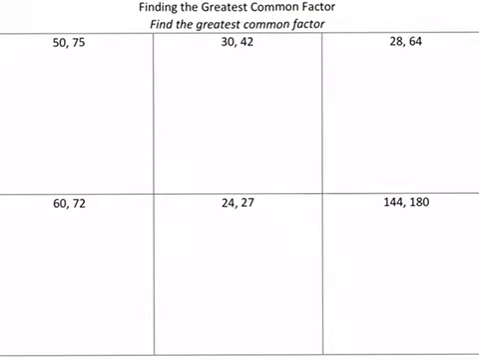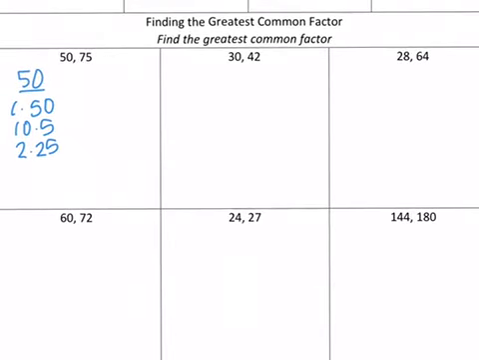Now, another skill that we're going to talk about are greatest common factors, GCFs. So basically, you're going to be given a bunch of pairs of numbers, and we have to find out what the greatest factor that they have in common is. Now, factors are numbers that multiply together to create that specific number. So if we're talking about 50 in our first example, we have 1 and 50. You have 10 and 5. We have 2 and 25. And that's it.